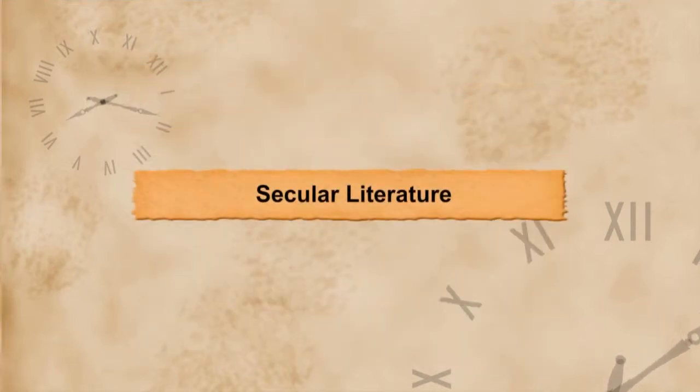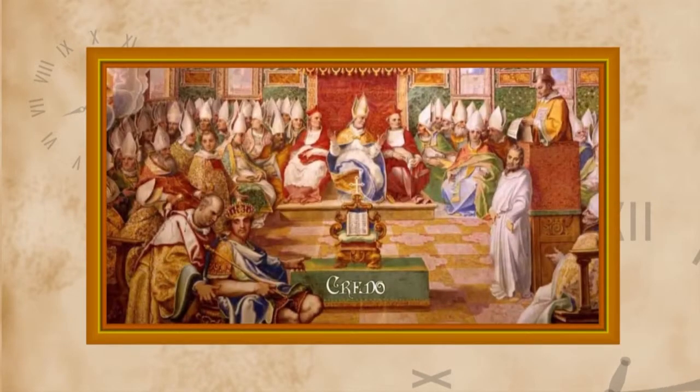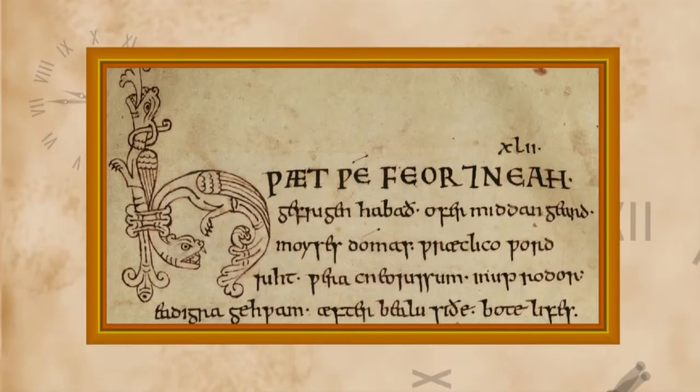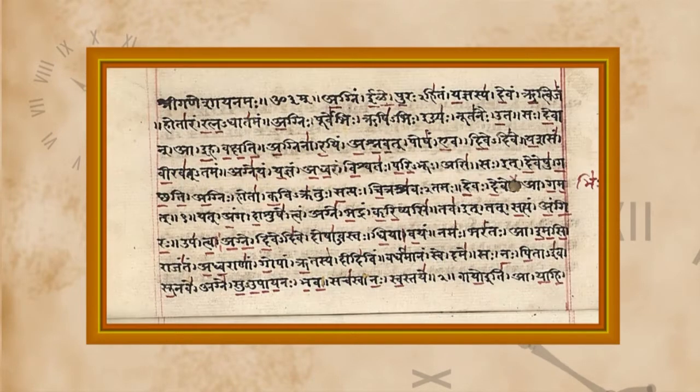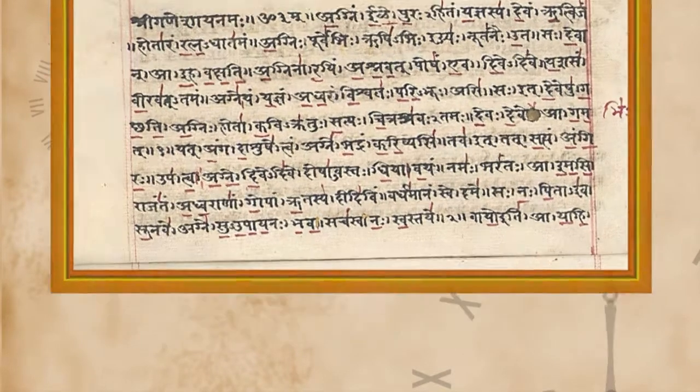Secular literature. Secular literature is not connected with any religion or faith. One may say that this form of literature is created by the people and for the people. It is in the form of prose, poetry, novel, play, history, grammar, etc., and travelogues, which are accounts of foreigners.